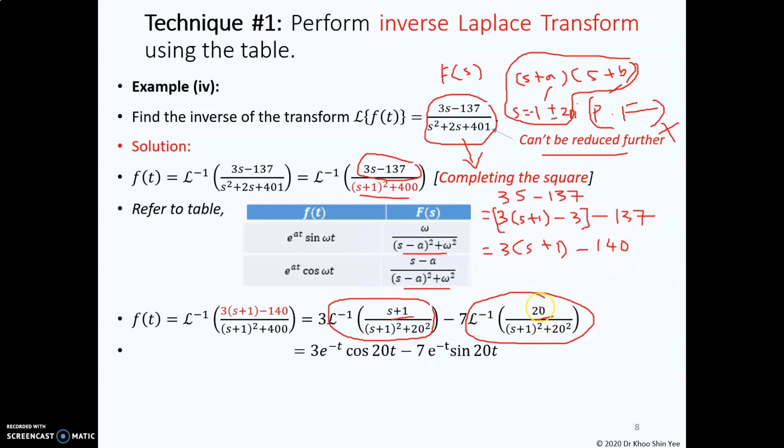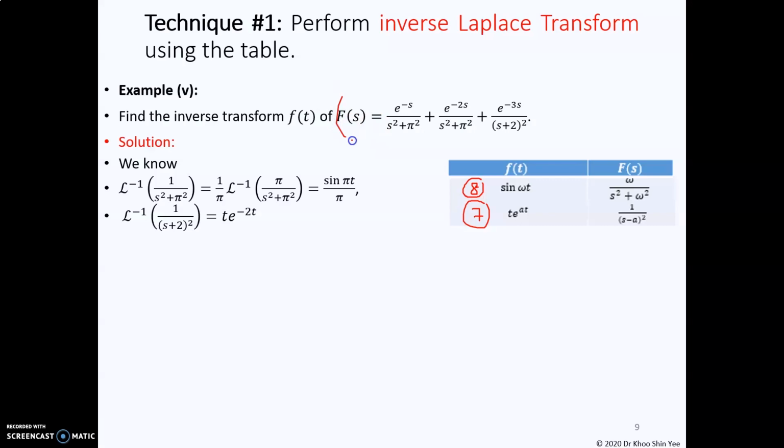And lastly, you need to form 20 here. So with that, we can have 20 multiplied with 7. So this is our answer. Therefore, this term can be converted to this, where your 140 is equal to 7 multiplied with 20, so that you can have the constants 3 and -7 in front. So with that, you can get the final answer.